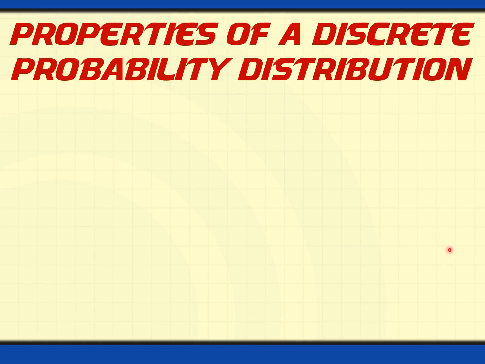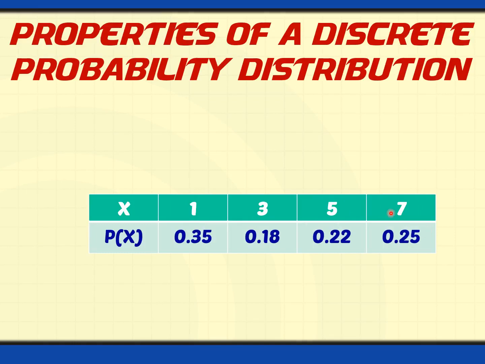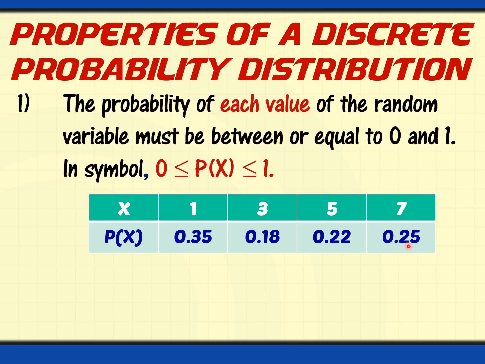So let's have now the properties of a discrete probability distribution. I have here a probability distribution table wherein you have the random variable x and its possible values, which are 1, 3, 5, and 7, and P(x), which is the corresponding probabilities of the random variable. So for 1 you have 0.35, for 3 you have 0.18, for 5 0.22, and for 7 you have 0.25. Now, there are two properties of a discrete probability distribution.